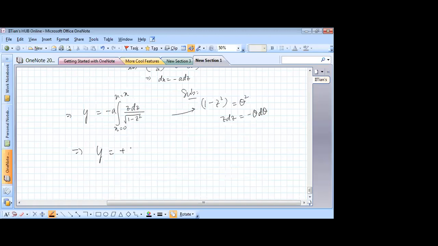So that minus sign cancels out. So you have theta d theta upon theta, from x equal to 0 to x equal to x. So that becomes y is equal to just theta from x equal to 0 to x equal to x. So that is square root of 1 minus z square from x equal to 0 to x equal to x.